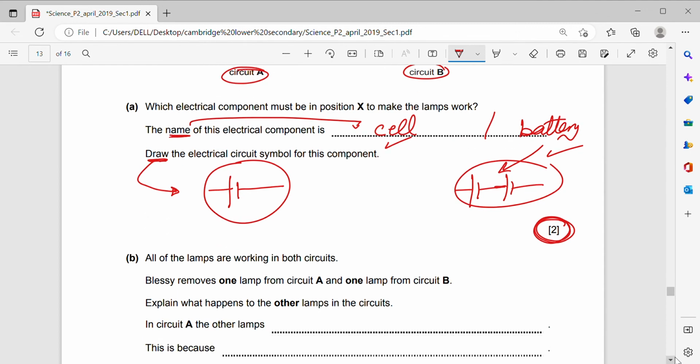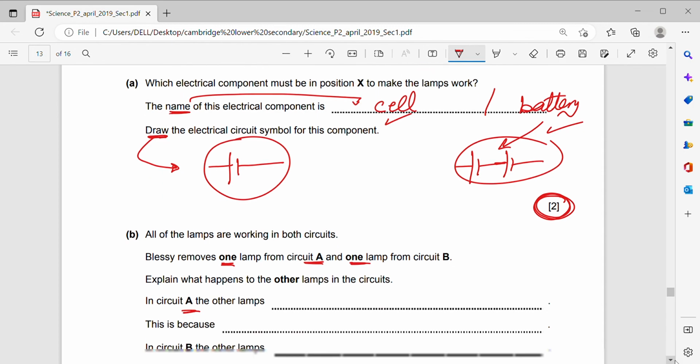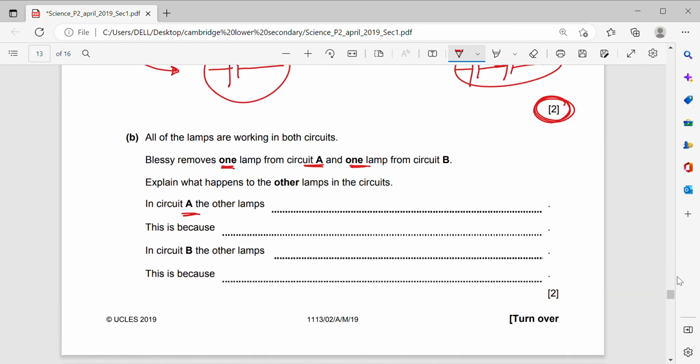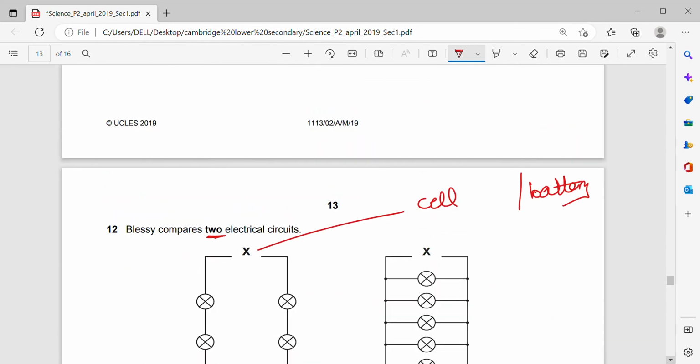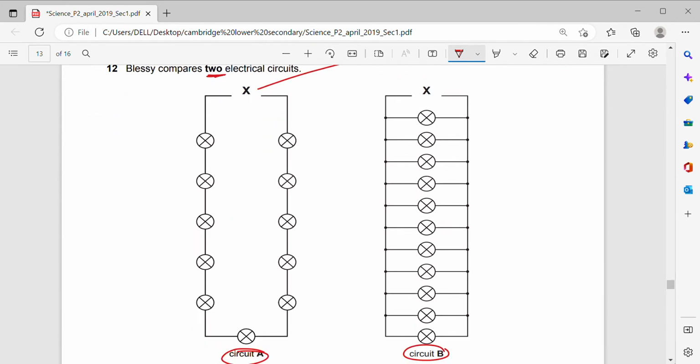All of the lamps are working in both circuits. Blessy removes one lamp from circuit A and one lamp from circuit B. يبقى هتشيل lamp من هنا ولامب من هنا. Explain what happens to the other lamps in the circuit. In circuit A هيحصل إيه؟ وفي circuit B هيحصل إيه؟ طب نرجع للدياجرام بتاعنا. عندي هنا هنشيل lamp. هنشيل دي مثلا, cross it out. وهنا هنشيل lamp من هنا خالص.